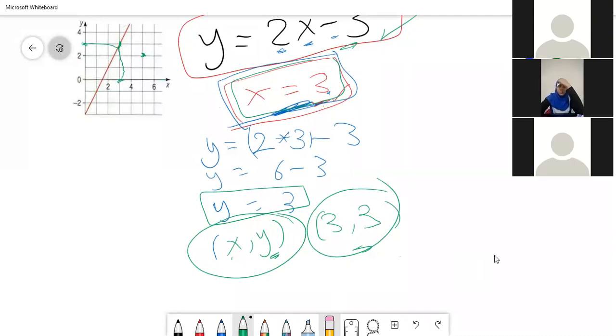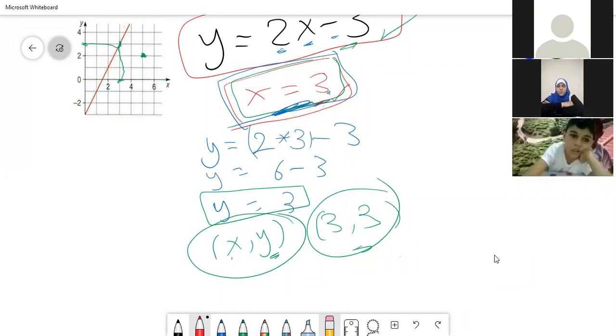Are you with us? Can you tell me what the coordinates are for this point? Do you see the point on the coordinates? So when we say the coordinates of the point, we need to find the value of x and the value of y of that point. Okay?